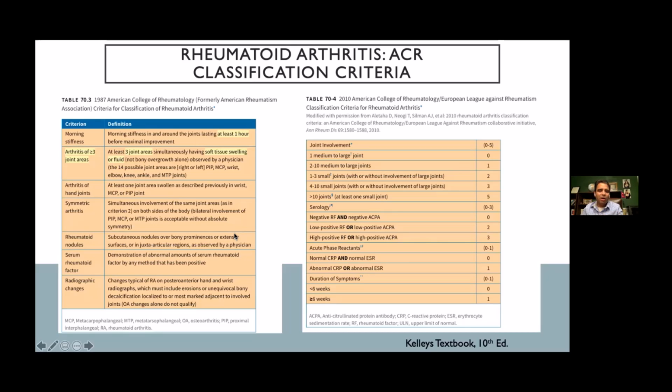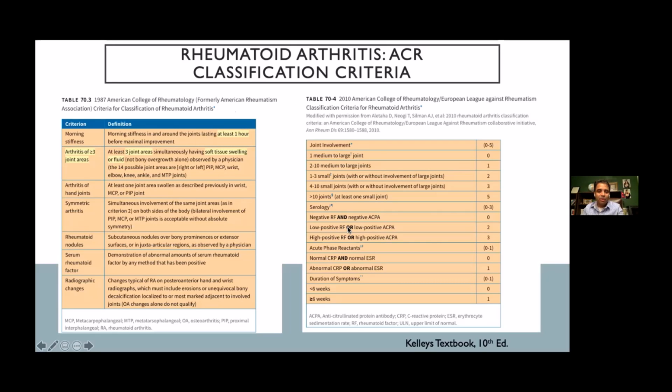Now, you don't need to remember all of these numbers or all of these points, but at least you should remember that you have to have inflammatory arthritis that is symmetric, predominantly involving the joints of the hands or the feet, and you have to have some signs of autoimmunity, either rheumatoid factor or the CCP. And when you check the inflammatory markers, the ESR and CRP, you have to have some elevation to suggest that this is an inflammation problem.